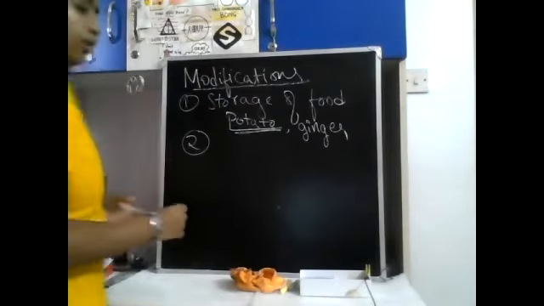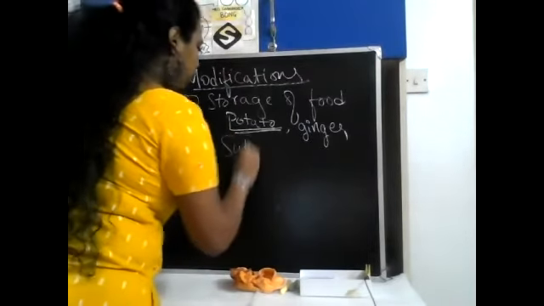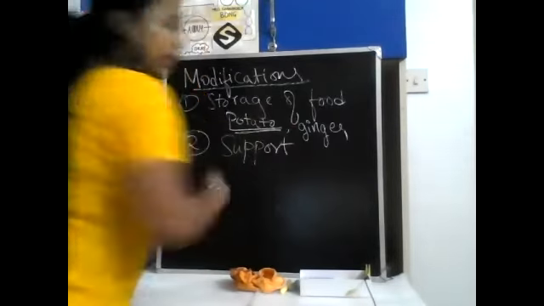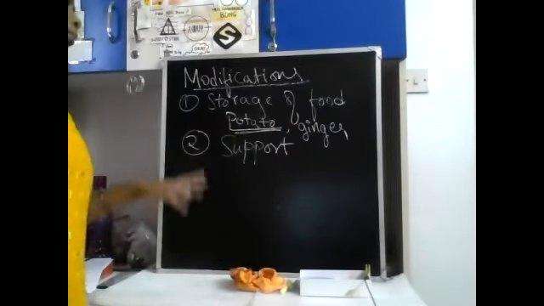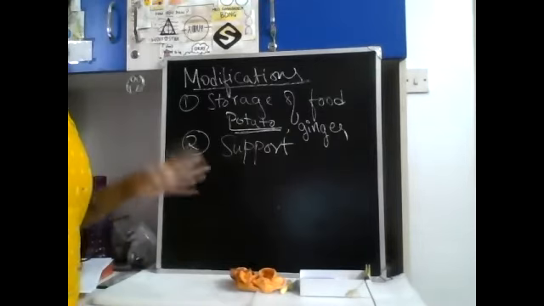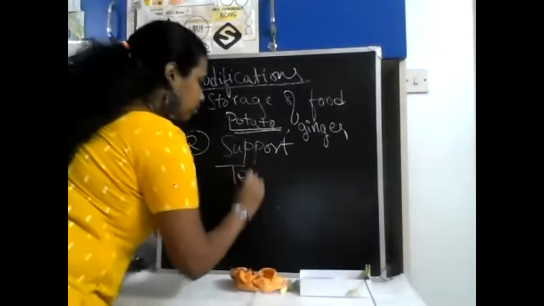The second one is for support, like we had in roots. But here the support is in the form of tendrils.